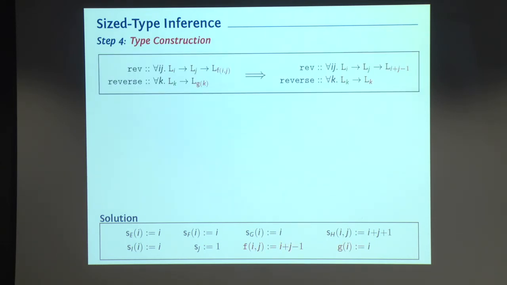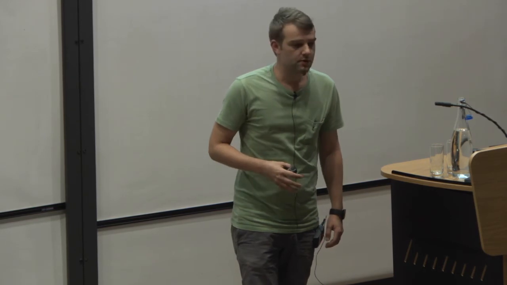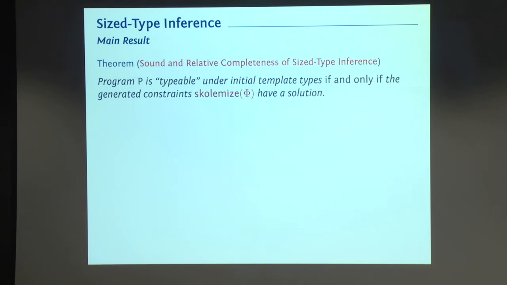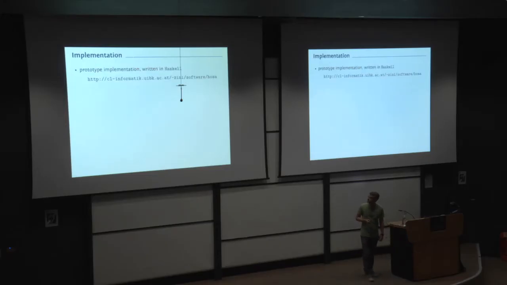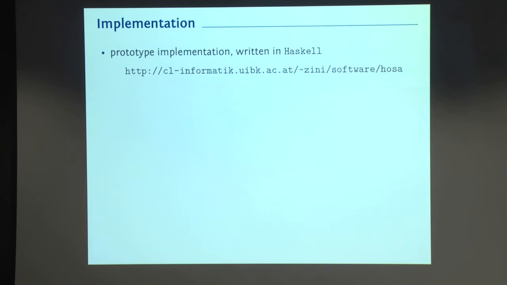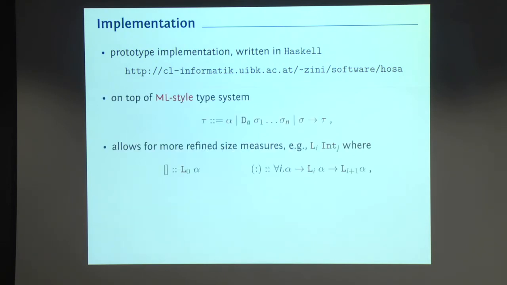And now we can go back to these template types that we have assumed before and just substitute this solution and get concrete size types for the initial program. So here, for instance, we get the type for reverse that we would expect. What we then get from this is not only a sound inference procedure, but it's also complete relative to the constraint solver that you are using. We have implemented this in a small prototype written itself in Haskell.